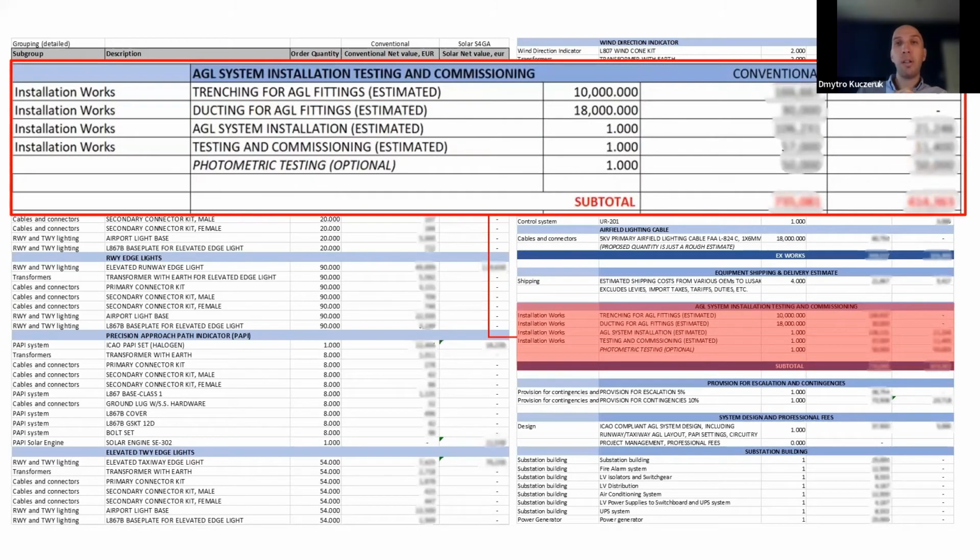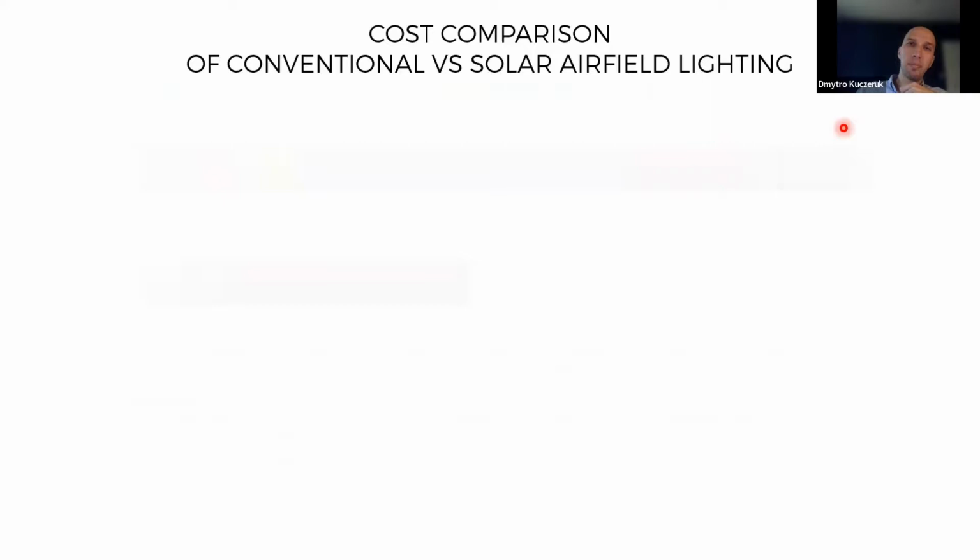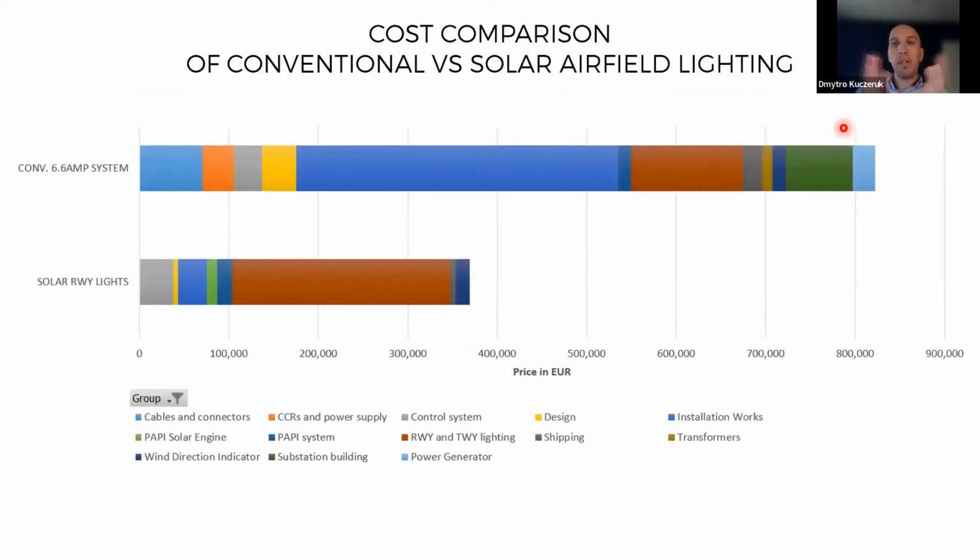And in general, the cost of installation of a solar system is much cheaper than conventional because the job is quicker and simpler and requires fewer people and fewer machines. The solar system can save you from around 30 up to 60% of capital cost compared to a conventional system. Those numbers are just an example, so you can see where the saving is coming from.